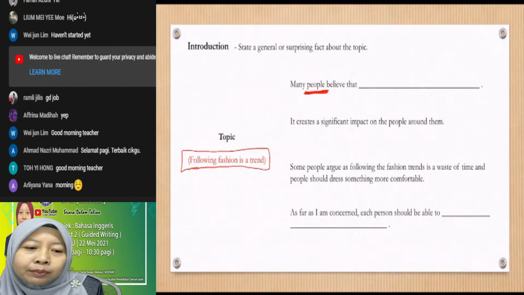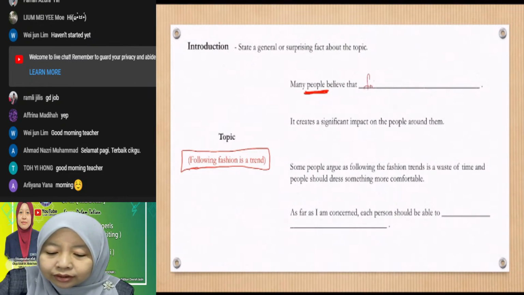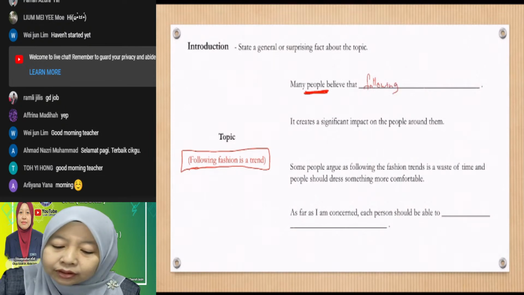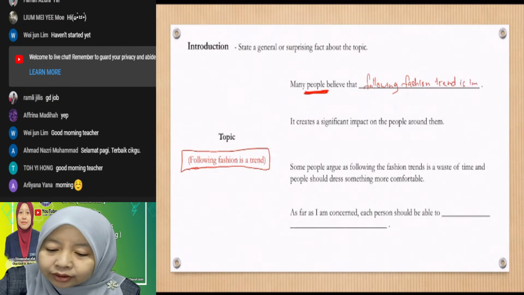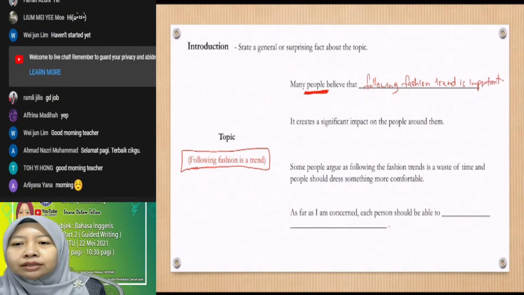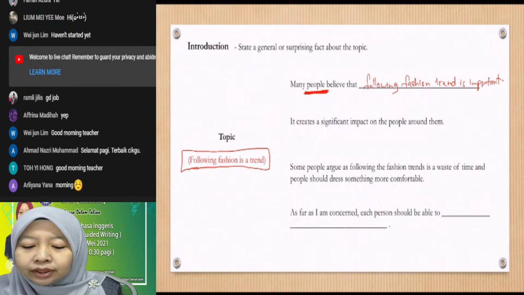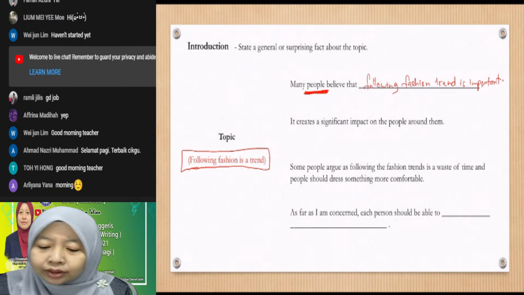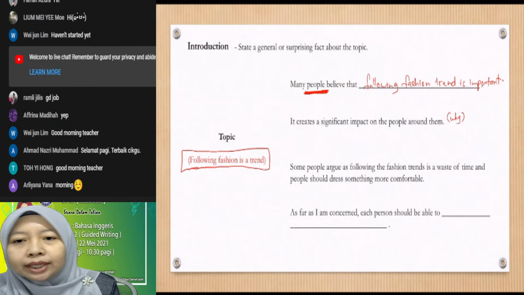So what do you think many people believe? Many people believe that following fashion trend is important. Okay. Many people believe that following fashion trend is important. Why? It creates a significant impact on the people around them. So this sentence answers the question of why.